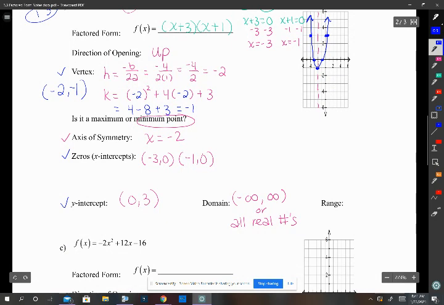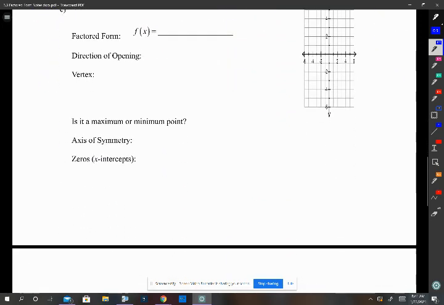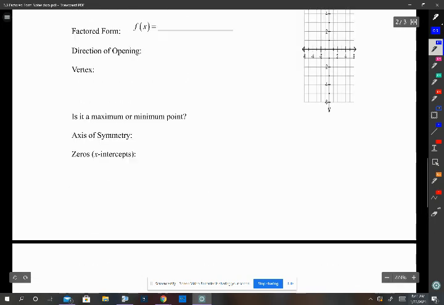And then our range then is going to be our lowest point, which happens to be negative 1, up to infinity because it doesn't end. Or we would have y is greater than or equal to negative 1 for set notation. All right, and let's look at our last one. Oh, yeah, that's our last one.